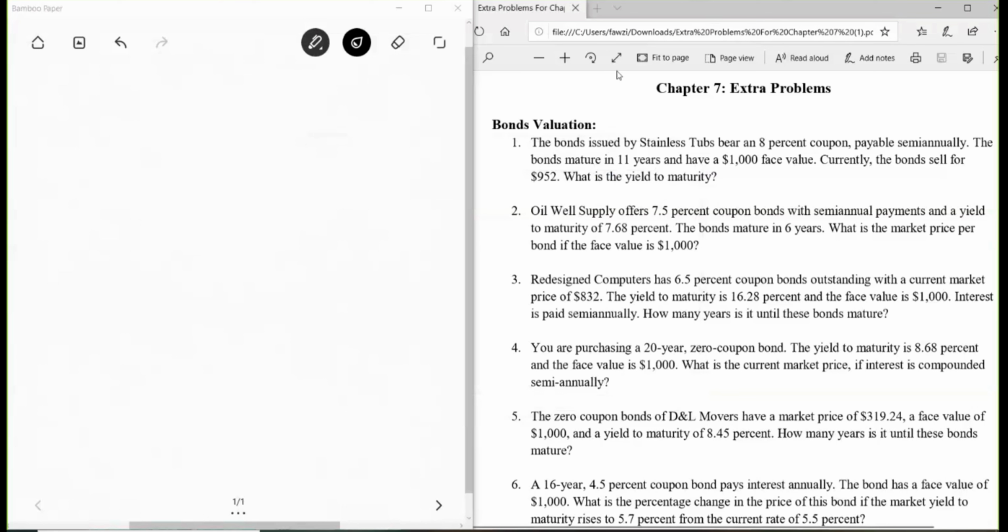Hello everyone. Today I'm going over the extra problems of chapter 7. I start with the problems related to bond valuation.